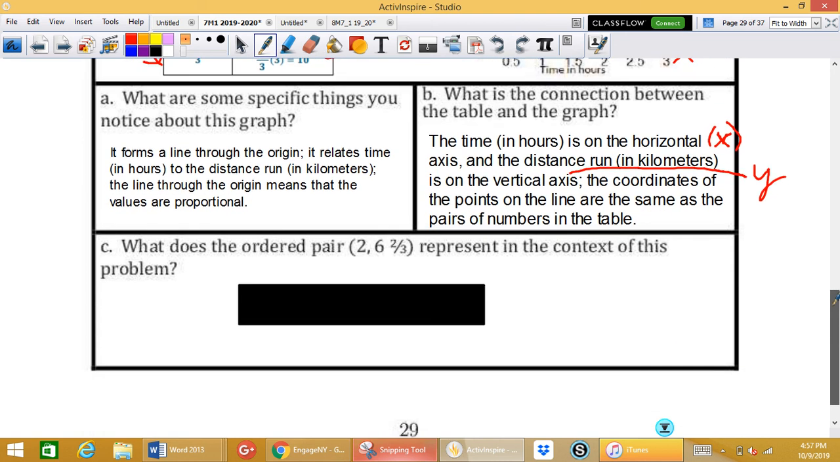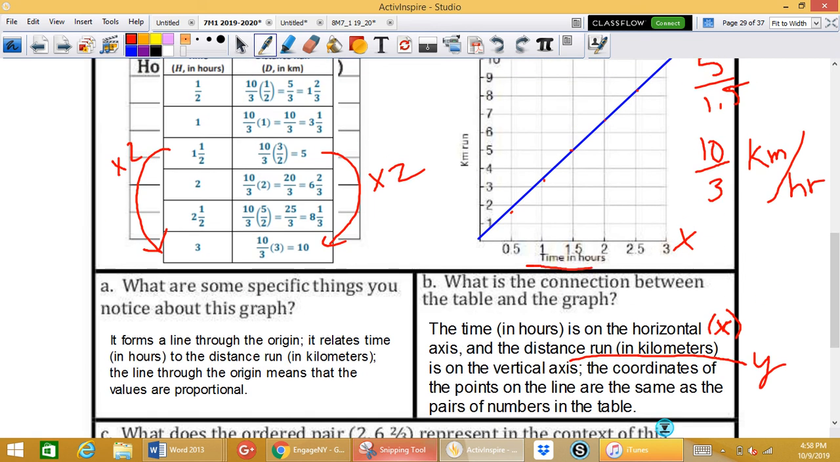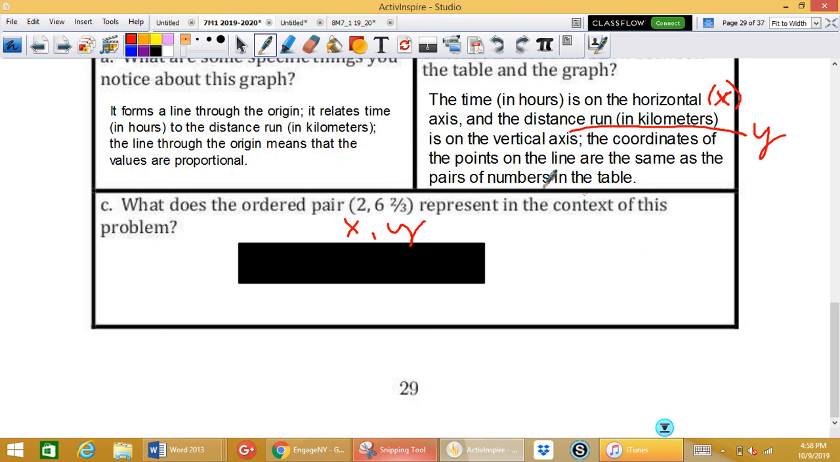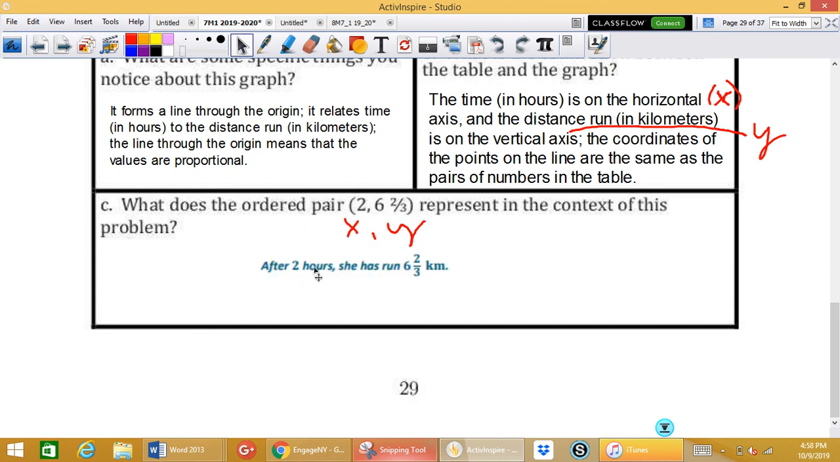What does the ordered pair 2 and 6 2/3 represent in the context of the problem? So remembering that it goes x comma y, I'm just looking up at the table, and our x is our time in hours and our y is our run in kilometers. So after 2 hours, she has run 6 2/3 kilometers.